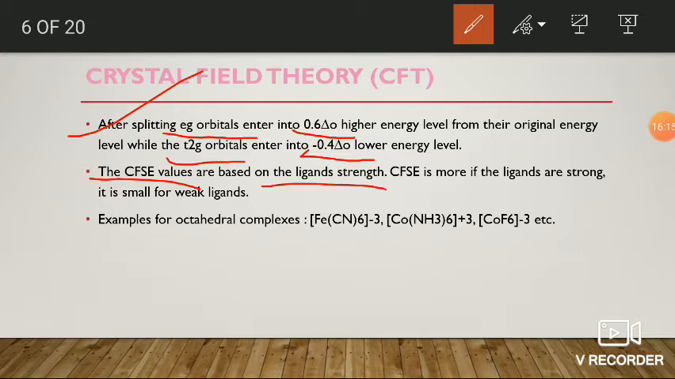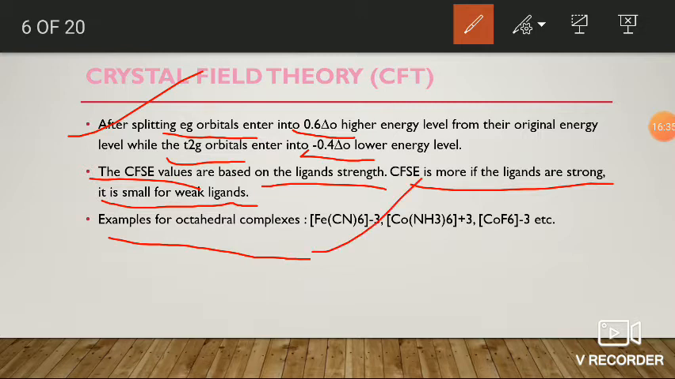Okay, fine. Here the CFSE values, that is crystal field stabilization energy or splitting energy values, generally depend on the strength of the ligand. If the ligand strength is more, then the CFSE value is more. If the ligand strength is small, then the CFSE values are small. If you observe examples for octahedral complexes, they may be hexacyanoferrate, hexaamine cobalt ion, or hexafluorocobaltate. These are some examples of octahedral complexes. There are so many examples for octahedral complexes. Okay, fine.